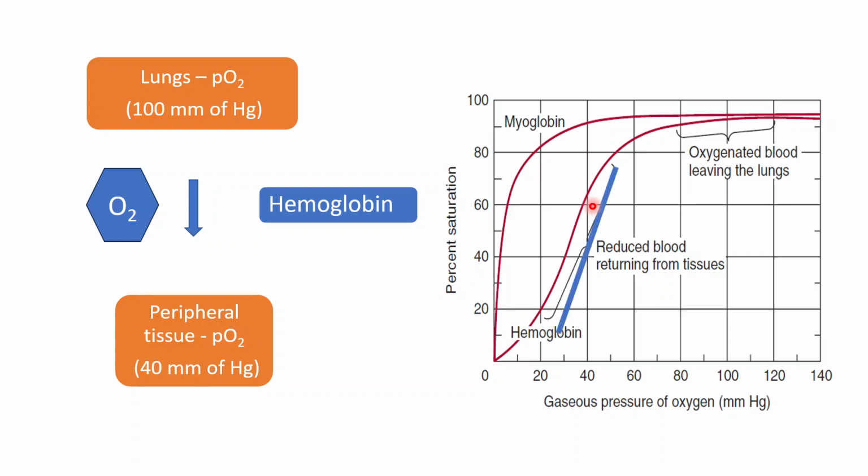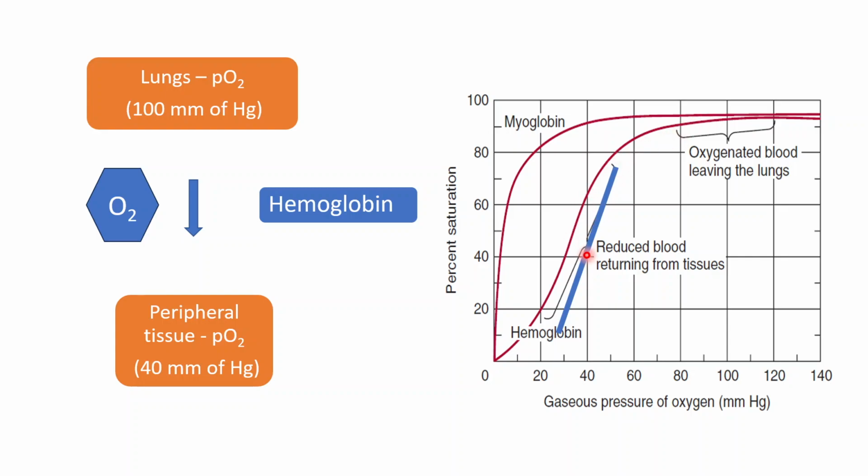Now let us look at the situation in which we concentrate only on the hemoglobin curve. Let us assume that this curve is shifted towards the right side. At the same partial pressure in the tissue, earlier the saturation was around 60%. Now if the oxygen dissociation curve shifts towards the right side, the saturation of hemoglobin is 40%. That means a greater amount of oxygen has been unloaded.